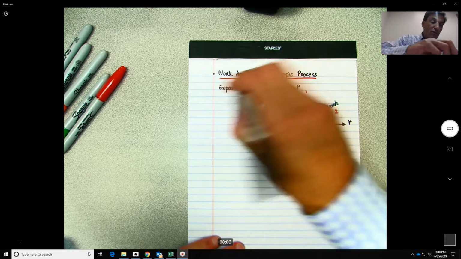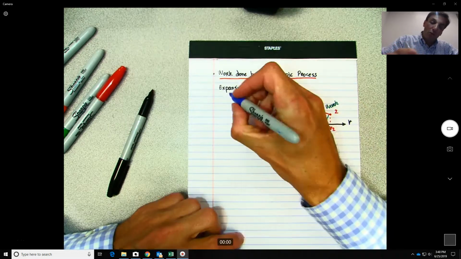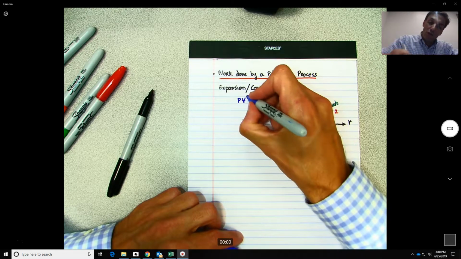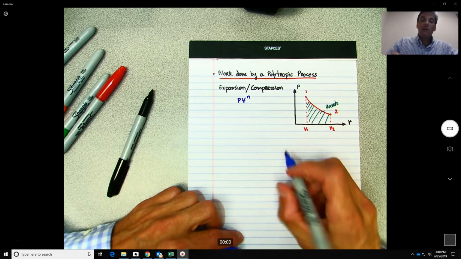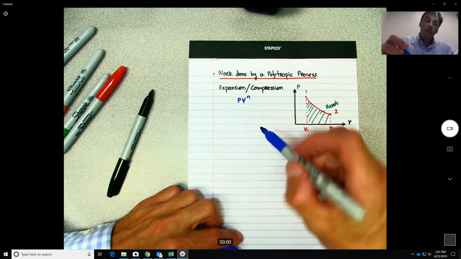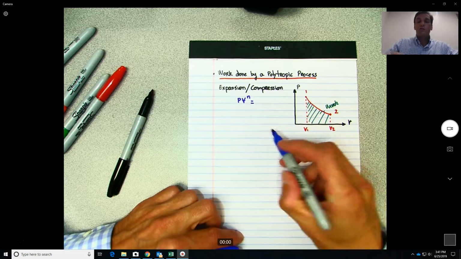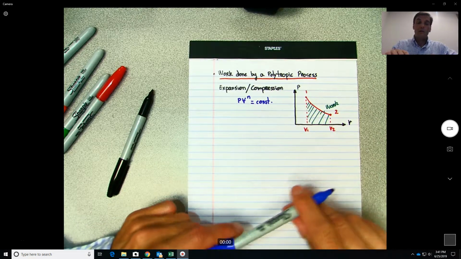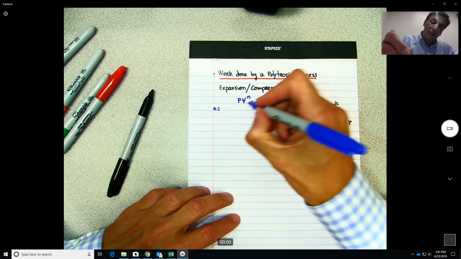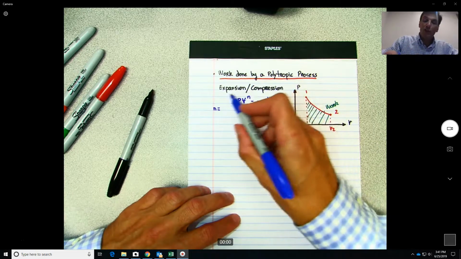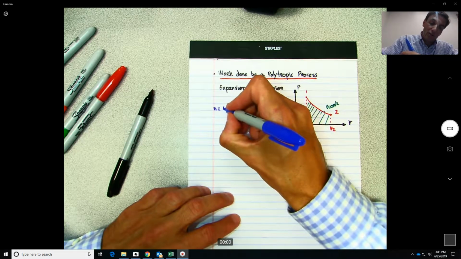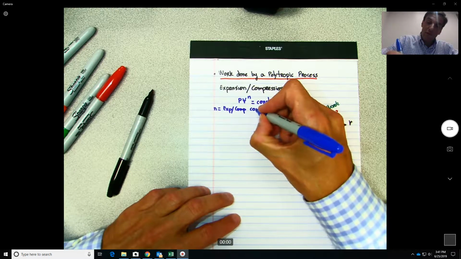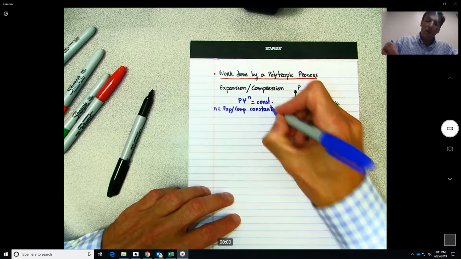So what is the definition of a polytropic process? A polytropic process is defined as the product of the pressure times the volume to the power n. Sometimes they call it K or gamma, but in most textbooks they use the letter n. PV^n should be equal to a constant, where n here is the compression or expansion gas constant.